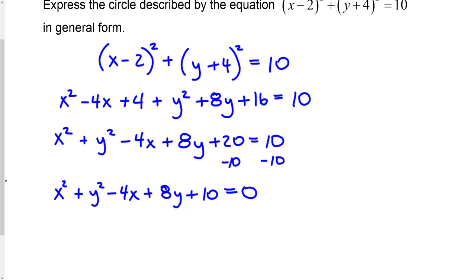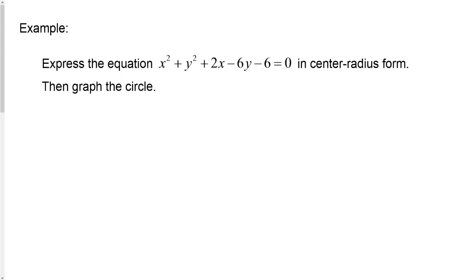Now, there's not many times that you would actually purposefully go from standard form into general form. It's more likely that you would go the other way around. So let's look at an example of that. Express the equation x squared plus y squared plus 2x minus 6y minus 6 equals 0 in center radius form. Then graph the circle.